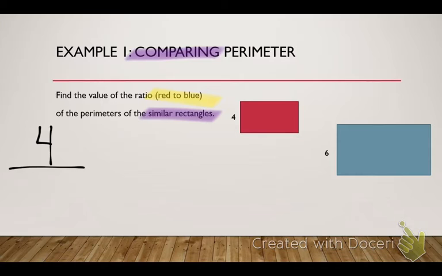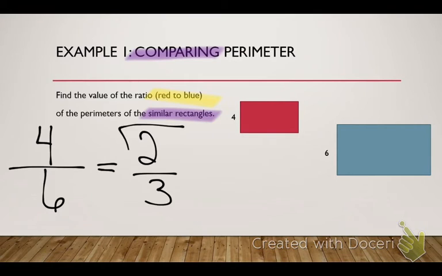What's the value of the similar side? Tell me. 6. Kid you not, this is all we do. Reduce it. 2/3. Perimeter. The ratio of the perimeters. Okay? That's all we're doing here. Again, blue to red, and I would write it in reverse order, so you got to make sure your order is right. Okay? Now you're going to practice one.